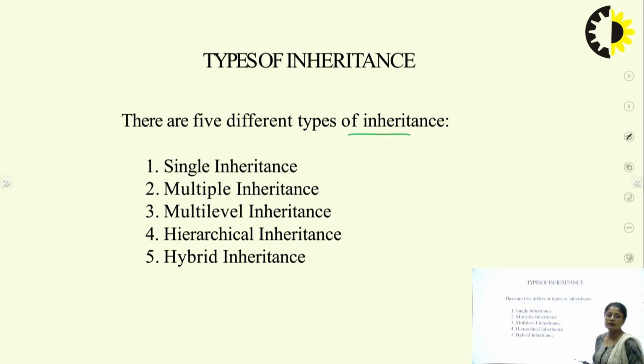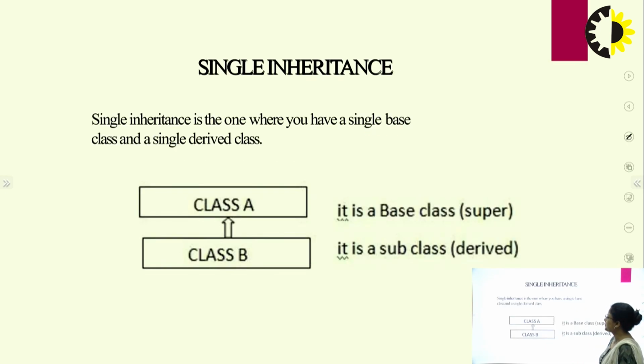The next topic which we're talking about is the types of inheritance. Under this, we have single inheritance, multiple, hierarchical and hybrid inheritance. So, single inheritance is the one where we are having a single base class followed by a single derived class. So, this is a single level inheritance.